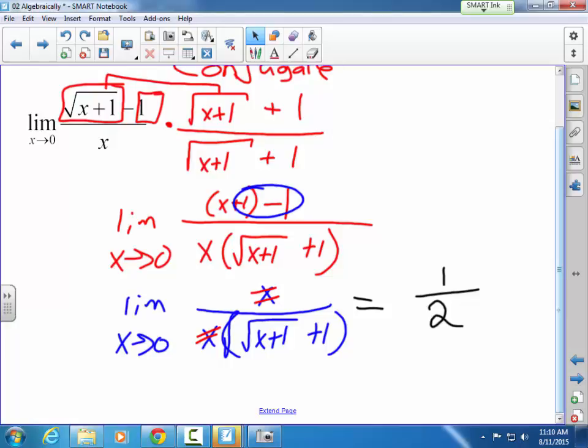Okay? How did I know to rationalize the numerator? There's a square root in the numerator. You plugged in and you couldn't get anything out, so you had to do something. Anytime you see a square root in the numerator, rationalizing is probably your best bet. I said probably because it's not always, but it's probably your best bet there, okay?